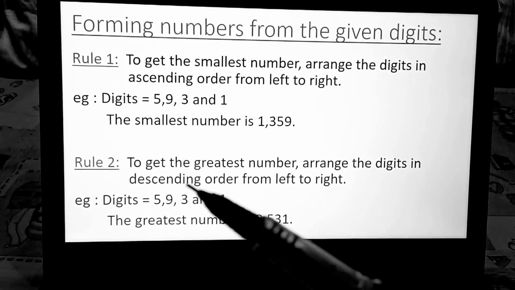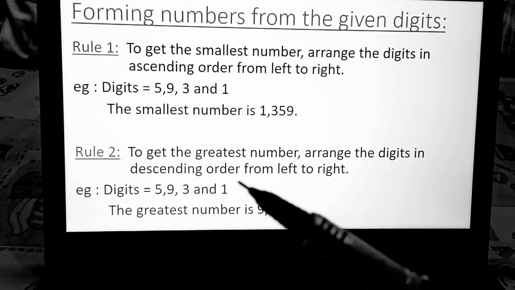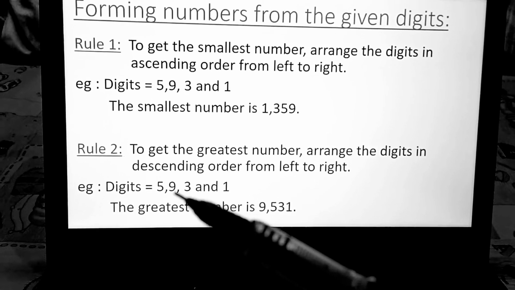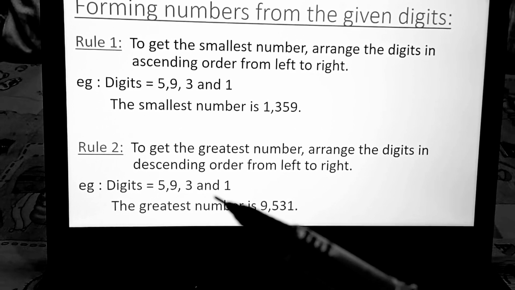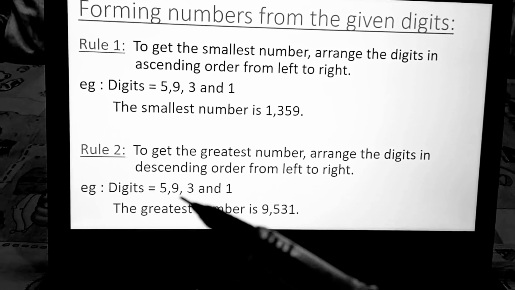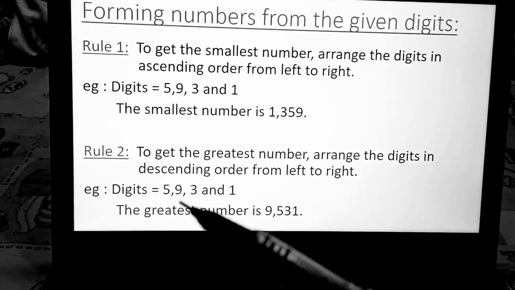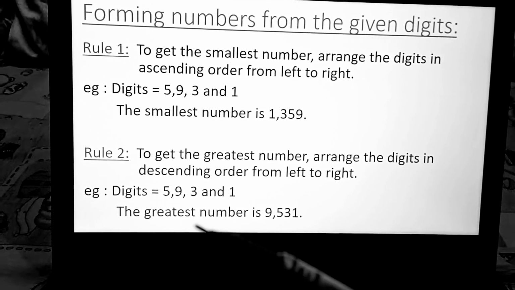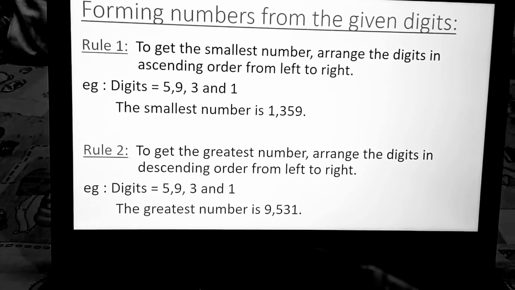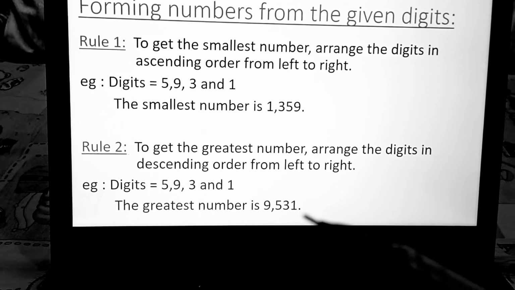Clear? Now in the same way, when we have to form the greatest number from the given digits, we arrange the digits in the descending order. Again I have taken the same digits 5, 9, 3, 1. So you arrange these in the descending order. Which is the greatest one? 9, then 5, then 3, then 1. So our number is 9531. So the greatest number is 9531.